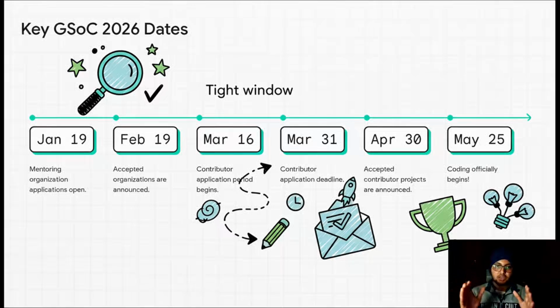By March 16, your contributor application period will start. From March 16, you can start sending in your applications saying that you want to contribute as a GSoC member to an organization. The deadline for this application is 31 March. After 31 March, you cannot submit any more proposals. And then there will be April 30. By April 30, you'll know whether you have been accepted as a contributor in an announced project or not. And by 25 May, your coding will officially begin and it will run for around 3 months to 7 months depending on the size of your project.